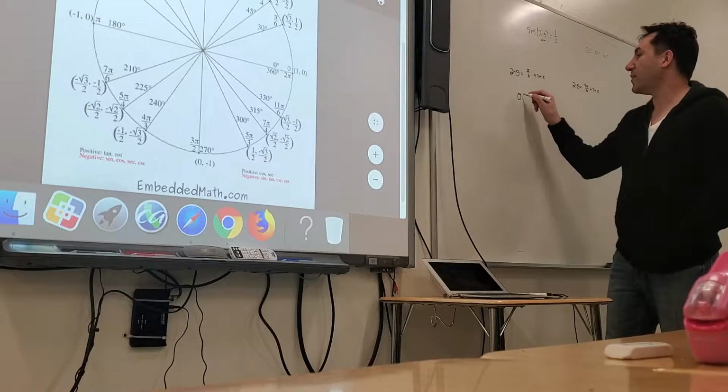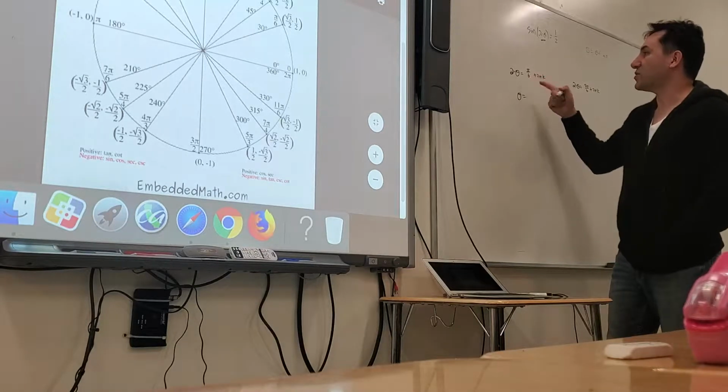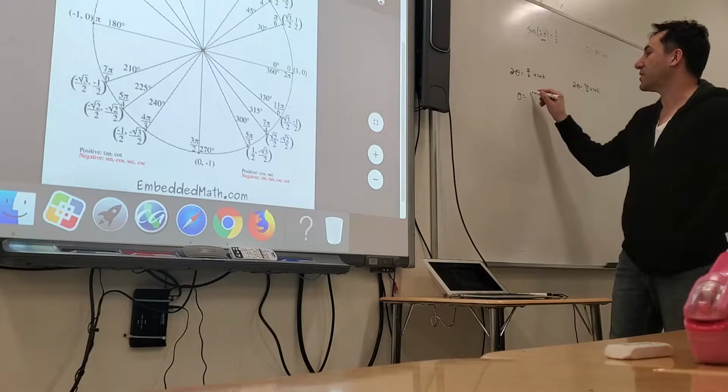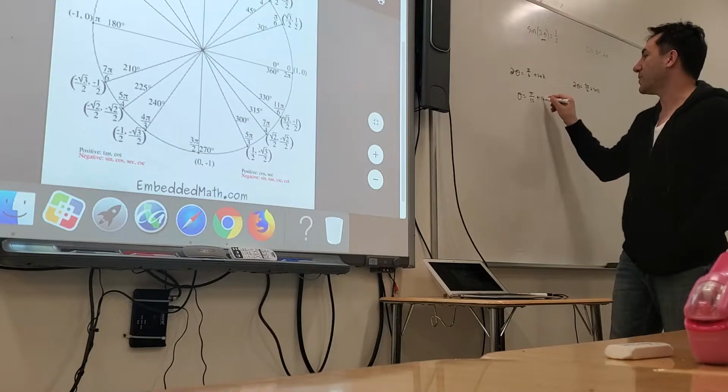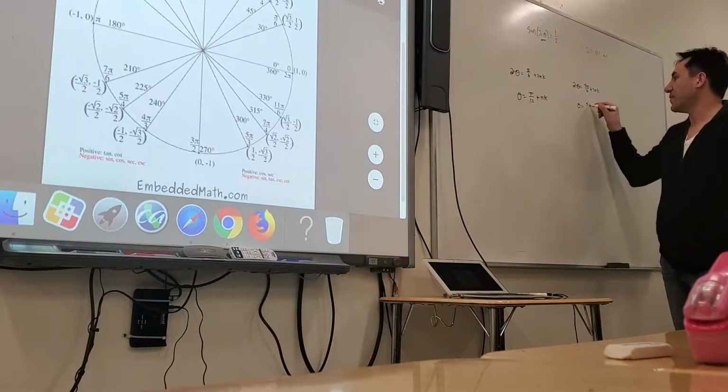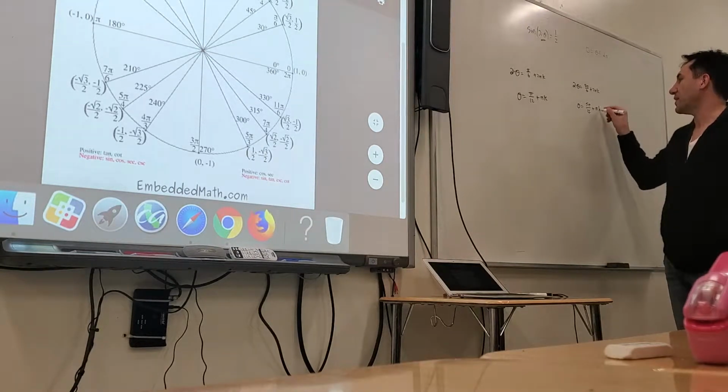If you divide a fraction by a whole number, it's the same thing as multiplying its denominator by that whole number. So it becomes pi over 12 plus pi k, because the 2's divide out. And on this side, you get 5 pi over 12 plus pi k.